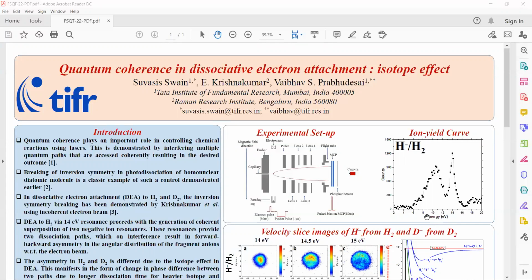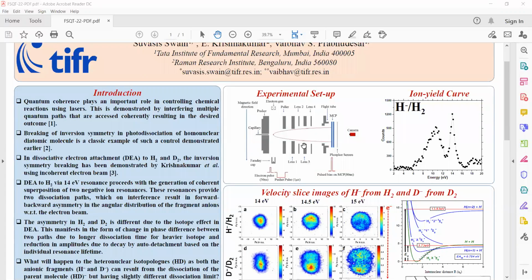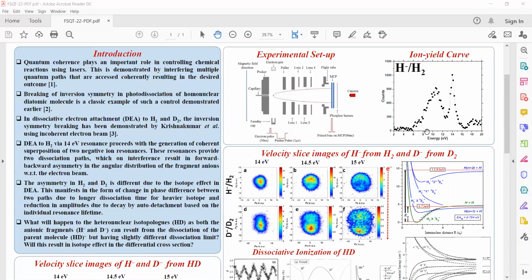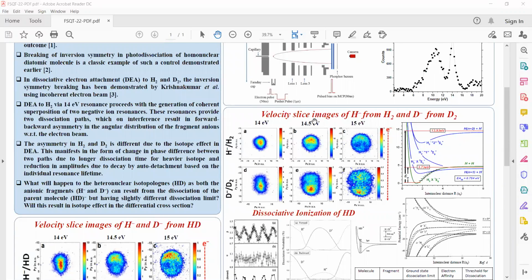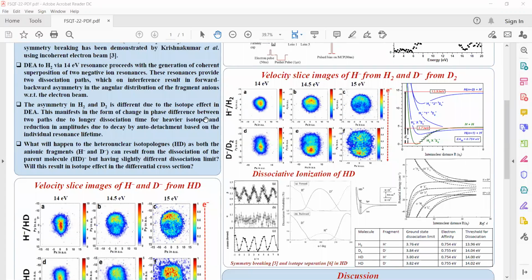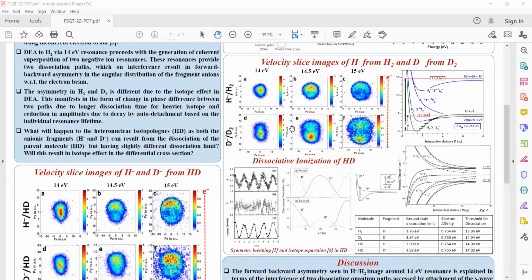This quantum coherence is observed in the form of forward-backward asymmetry in the differential cross-section of DEA to the homonuclear diatomic molecule H2, about the direction of propagation of the attached free electron. So here is the experimental setup schematic. This is the ion yield curve for H minus from H2, and here are the velocity slice images of H minus from H2 and D minus from D2. The top panel is for H minus from H2 and the bottom panel is for D minus from D2.